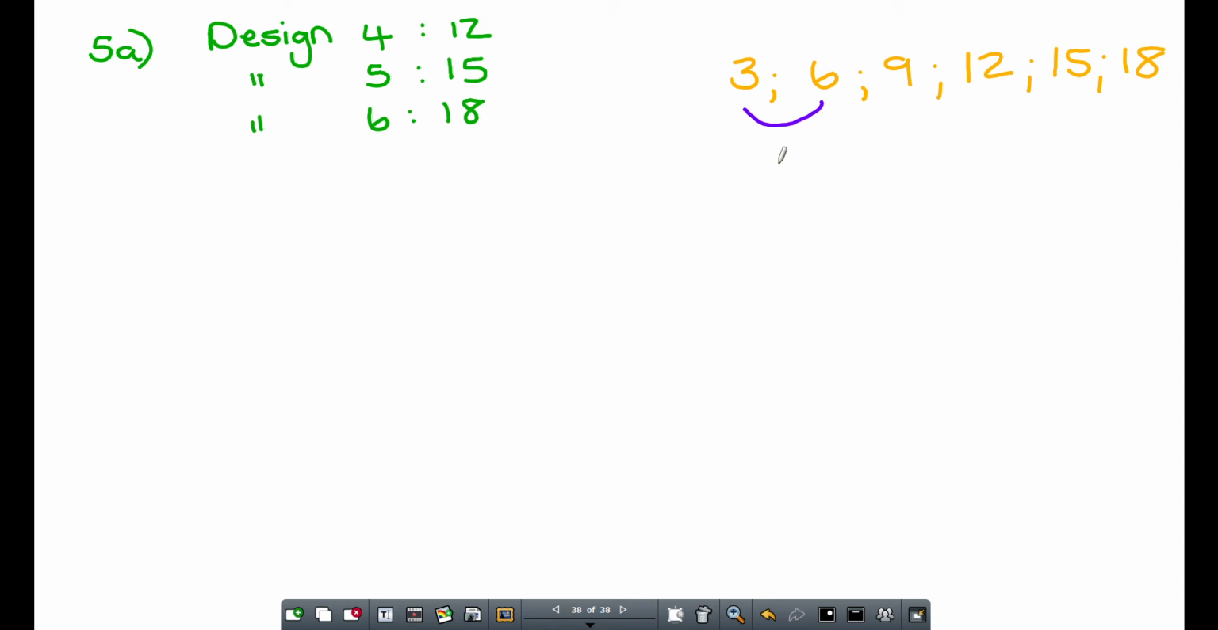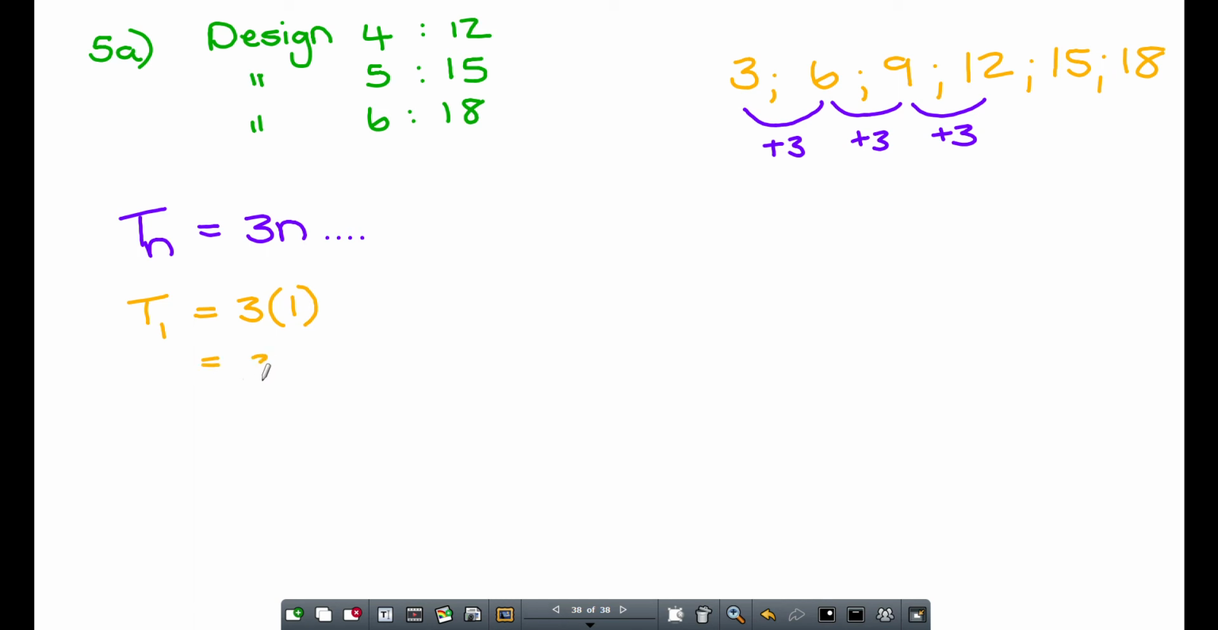What did I have to do here? 3 plus 3 plus 3, and you can see it's the same throughout. So automatically I know it's going to be term n is equal to 3n, but then the rest I don't know yet. Okay, so I go use term 1 to find out. So it would be 3 times 1, and that's going to give me 3.